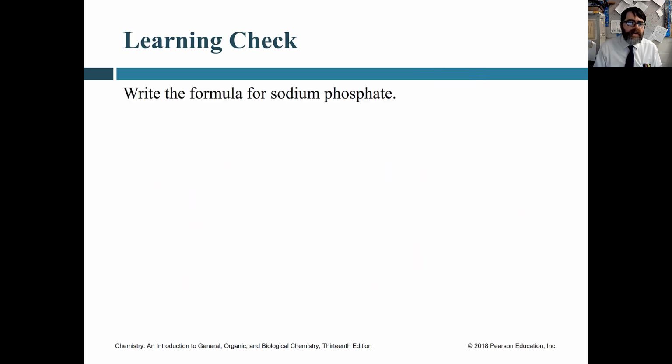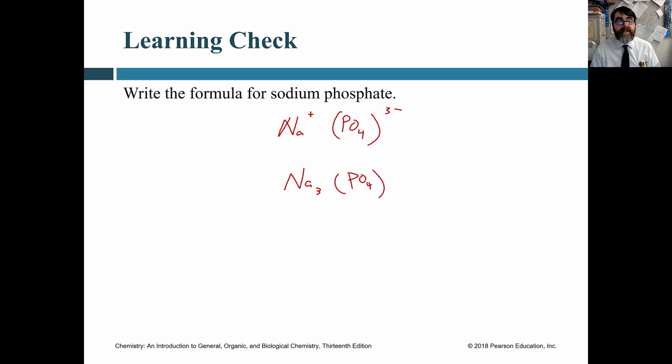Another practice one here, sodium phosphate, Na. The phosphate is PO4. Sodium has a 1+ charge. Phosphate has a 3- charge. Do the crisscross thing, we end up with Na3, parentheses, PO4, close parentheses. And again, this is one where you could get away without writing the parentheses.